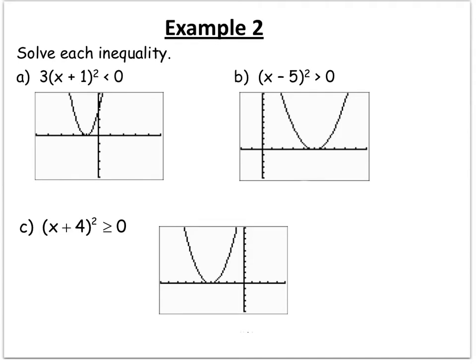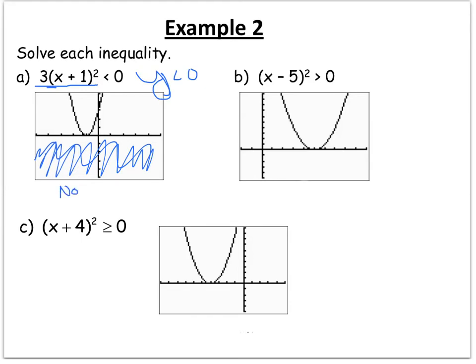I want to know when this thing is less than 0. Okay, so when is this thing less than 0? So I'm really asking, well, when's y less than 0? Well, less than 0 would be in this shaded region, right? Is any of the graph in that shaded region? No. So this graph never is going to have a negative value. So this would be no solution.